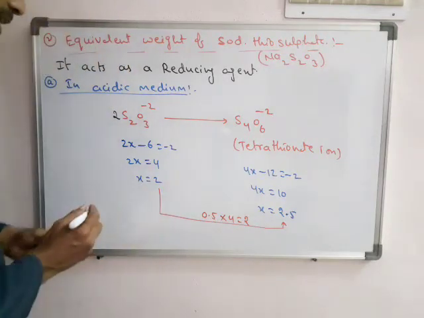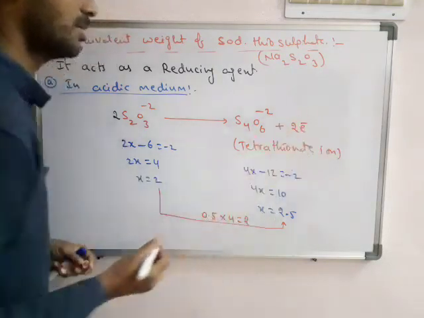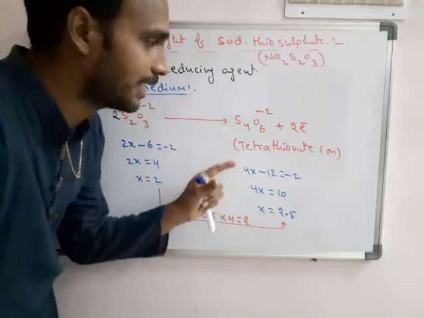That is, the number of electrons is equal to 2 electrons. But here it is not treated as a direct n factor.